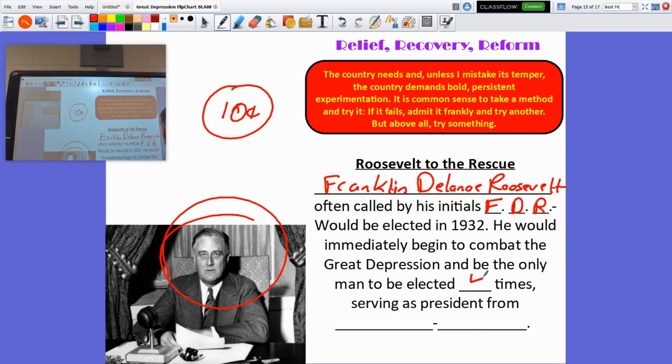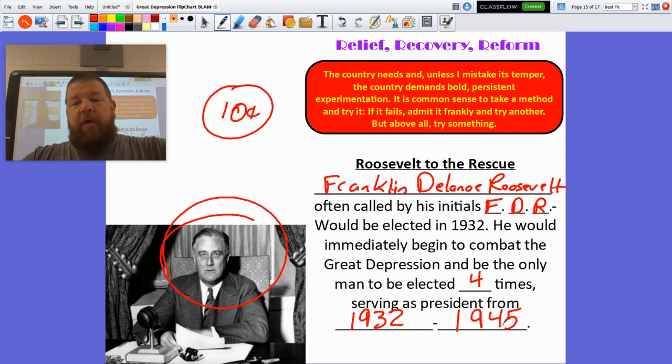He is the only man in the history of the United States to be elected 4 times. All right. Serving as president from 1932 until his death in 1945. Okay. So 4 times he is elected. He doesn't serve all 4 terms because he dies in his 4th. And when he comes out and he wins the election in 32, and we're going to talk a little more about him. We're just introducing him today.